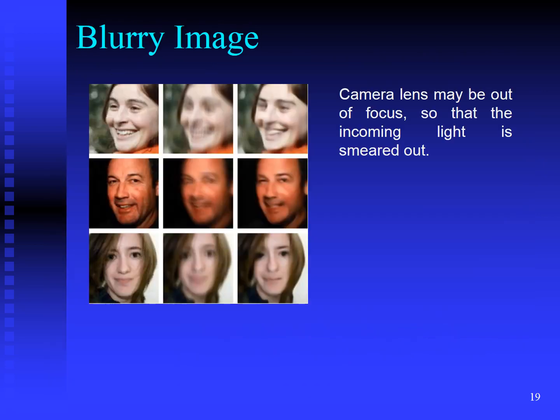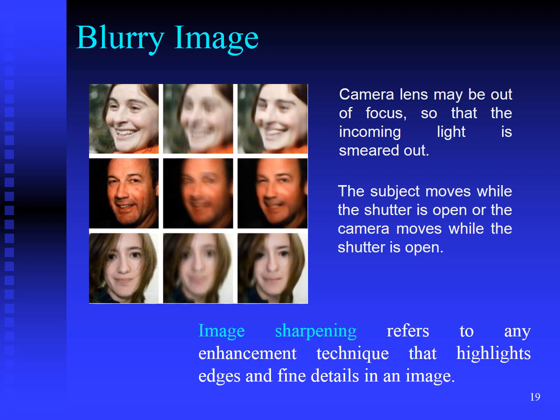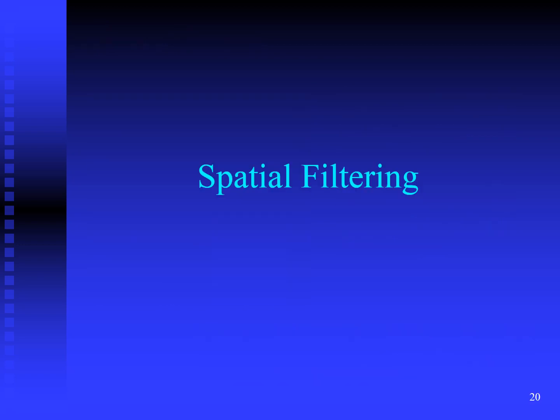To remove blur, we use a technique called image sharpening. Blur also occurs due to many reasons. Sometimes the camera shutter is open or the object is moving, so you get a blur. Image sharpening techniques are used to remove the blur.